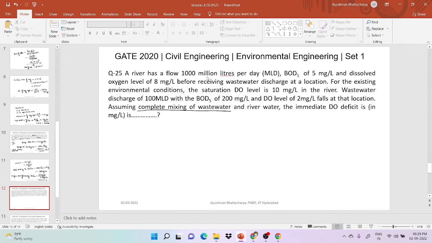So they are telling us a river has a flow this much, BOD 5, and dissolved oxygen before receiving the wastewater at a location. For the existing environmental conditions, the saturation DO level, and the wastewater discharge of this much with the BOD 5 of 200 milligram per liter falls at a location. So basically, a river is flowing like this. From here, wastewater is being discharged at this point. This is the wastewater and this is the river. They are telling us to calculate the immediate DO deficit.